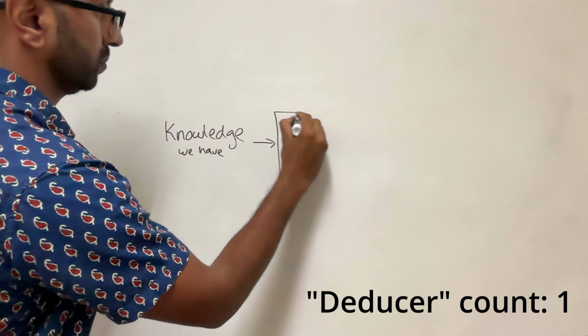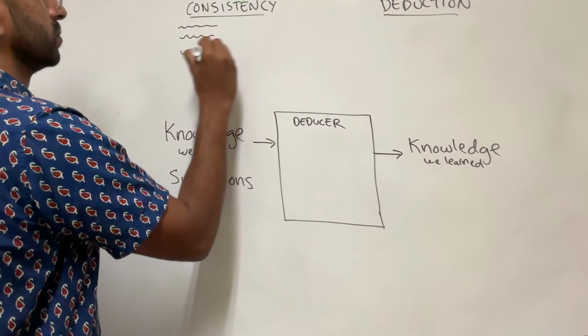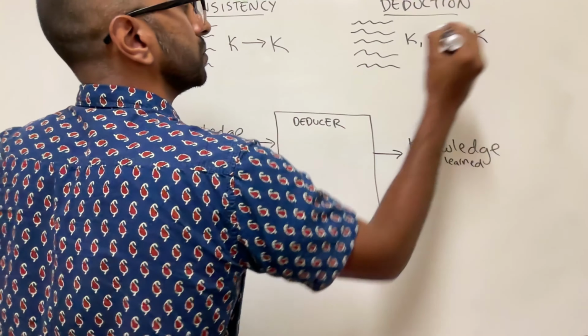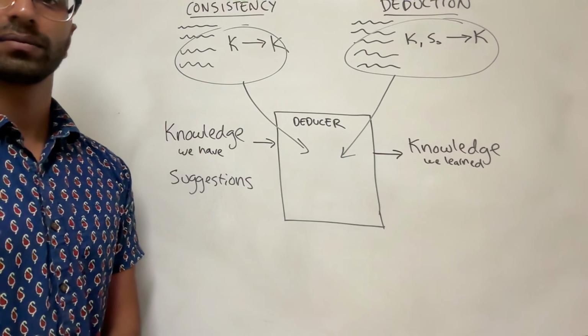Okay, so backing out again, we are so close to landing this plane. Like we said at the very beginning, the deducer will take some knowledge and the suggestions, which will be needed by the deduction rules, and spit out some knowledge. We have all the algorithms for the consistency and the deduction rules. Now it's time to cram that all into the deducer. The deducer will tell us how to combine all those algorithms and figure out when we're done deducing.